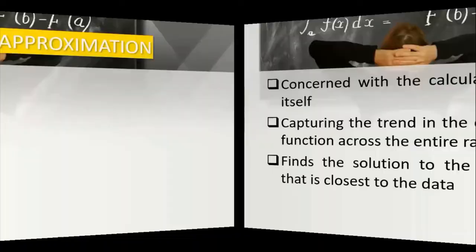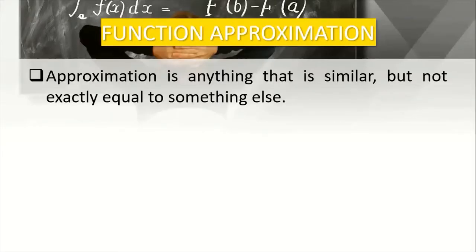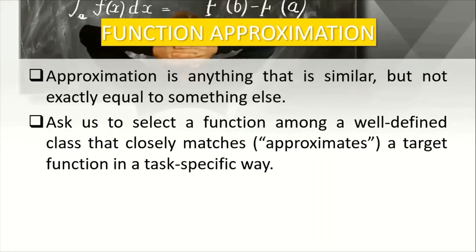Next is function approximation. Approximation is anything that is similar but not exactly equal to something else. It asks us to select a function among a well-defined class that closely matches a target function in a task-specific way.